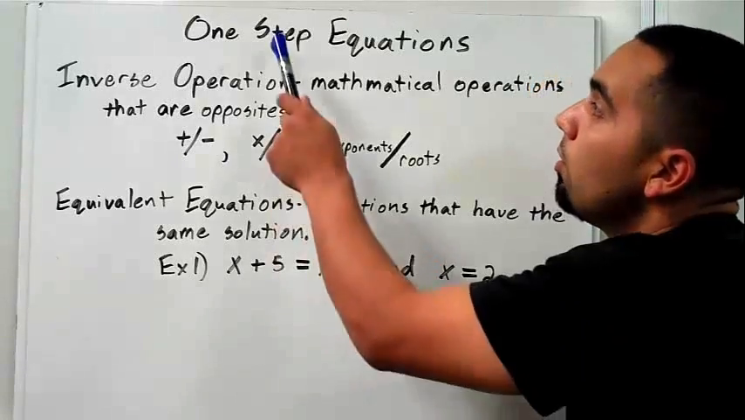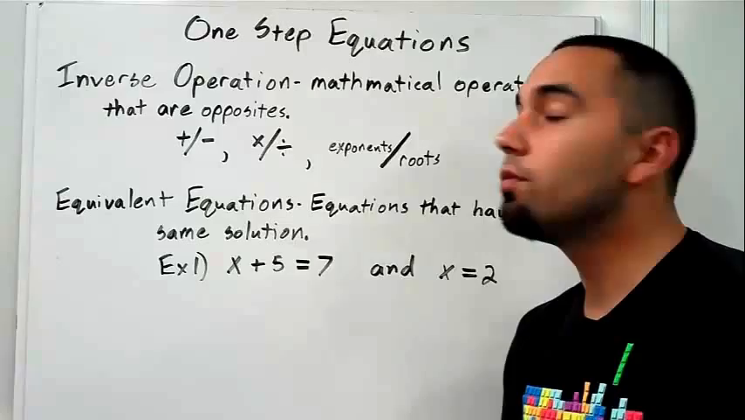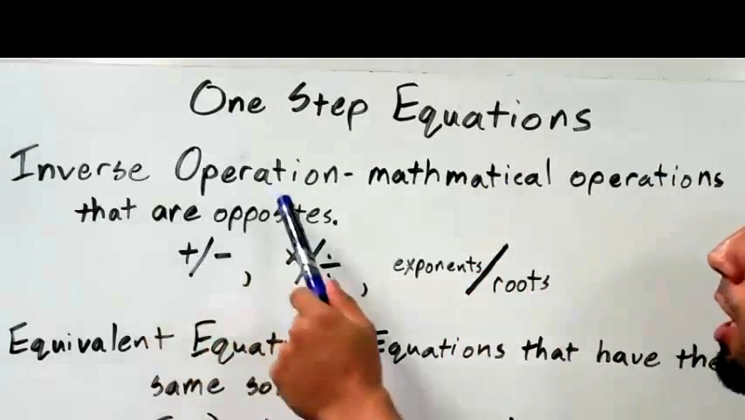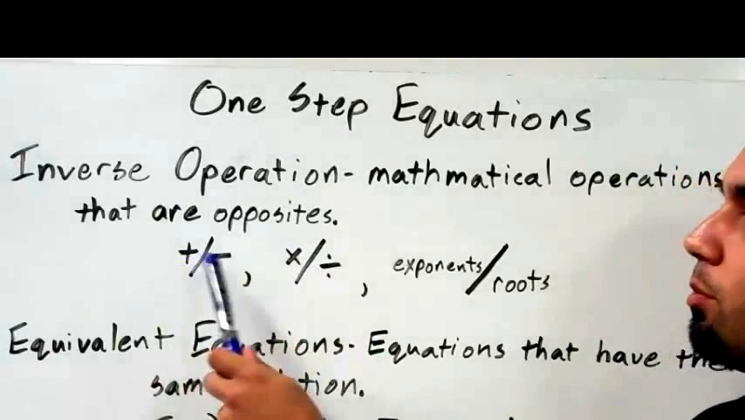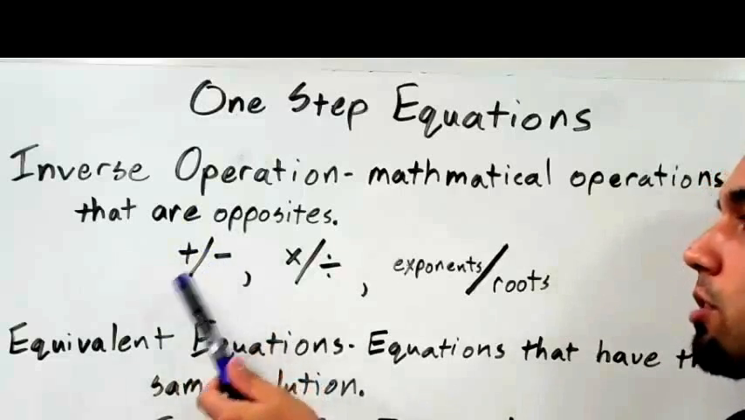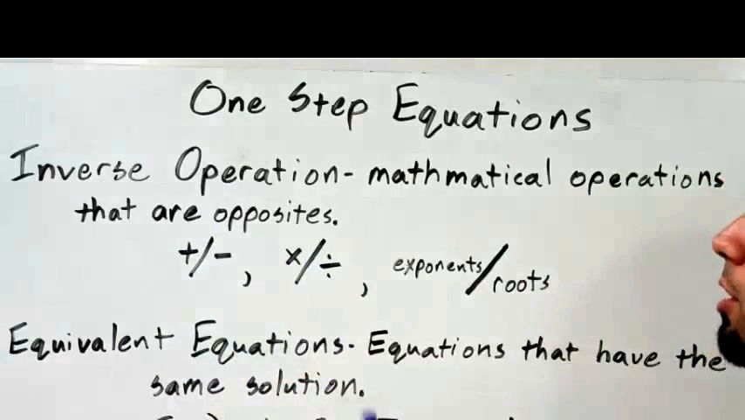Okay, so this is one-step equations, and first we have some definitions we need to get through. So inverse operation, and this is basically mathematical operations that are opposites of each other. I didn't write them down, but basically this isn't plus or minus. This is adding or subtracting, or addition and subtraction. Also multiplication and division. These are opposites of each other, right?